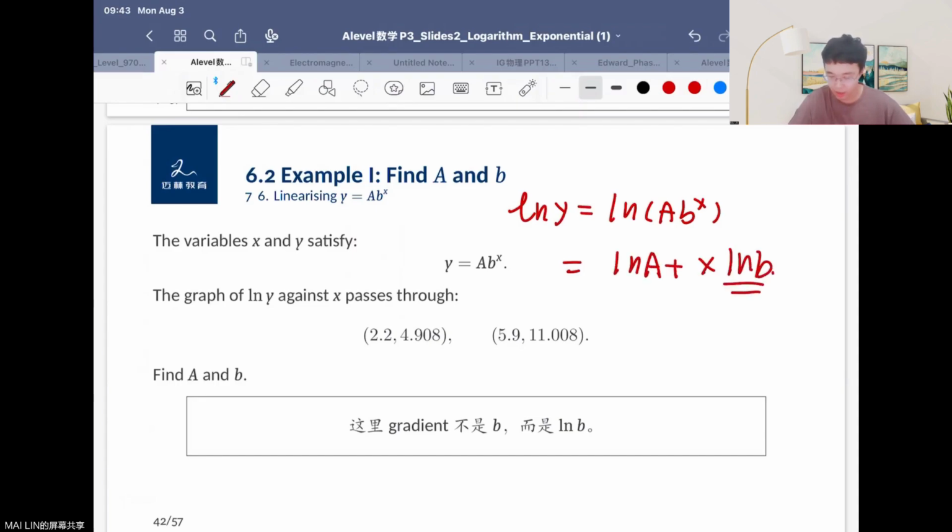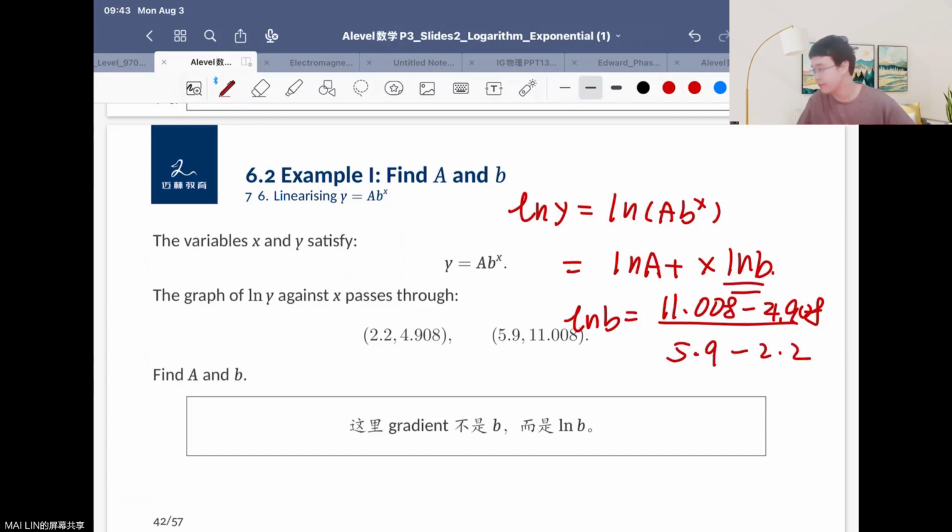So here the gradient is log b, because log b equals the gradient, which is 11.008 minus 4.908 over 5.9 minus 2.2. But then you can use your calculator to calculate the exact value here. So maybe just using 11.008 minus 4.908, and divided by 5.9 minus 2.2. So the exact value here is 1.65. So the gradient equals 1.65.